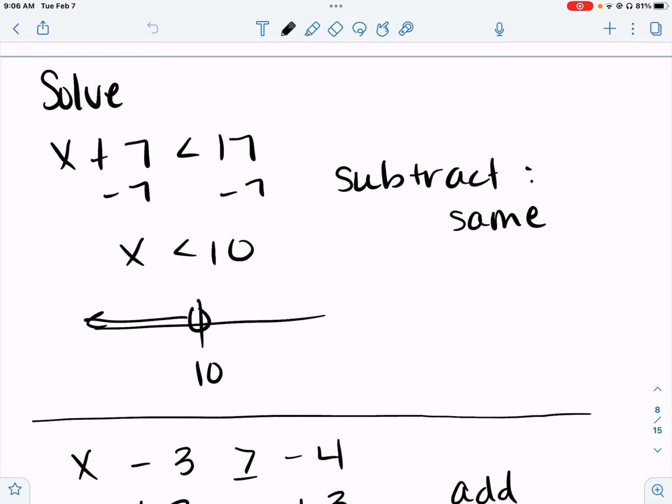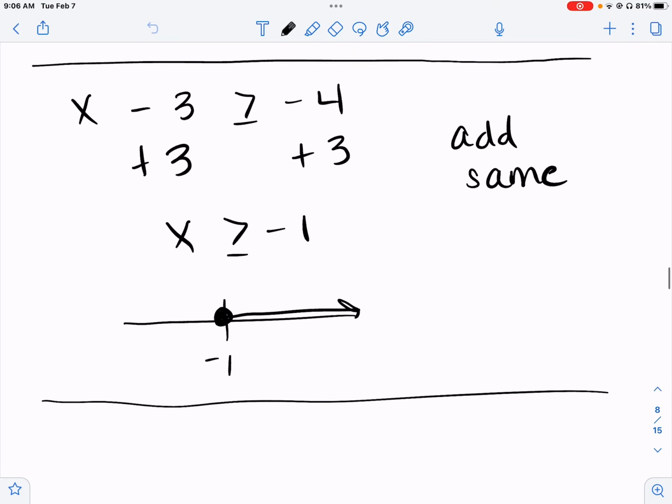So we use the open circle. X minus 3 is greater than or equal to negative 4. Add 3. Okay, we added so it stays the same. X is greater than or equal to negative 1. Or equal to means filled in circle, colored in circle, include. Greater than means shade to the right.